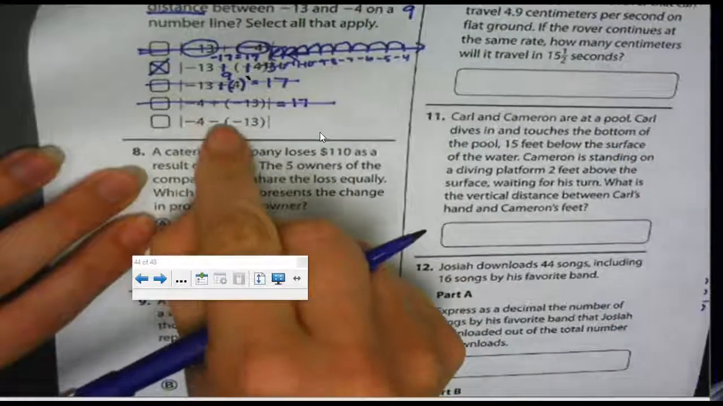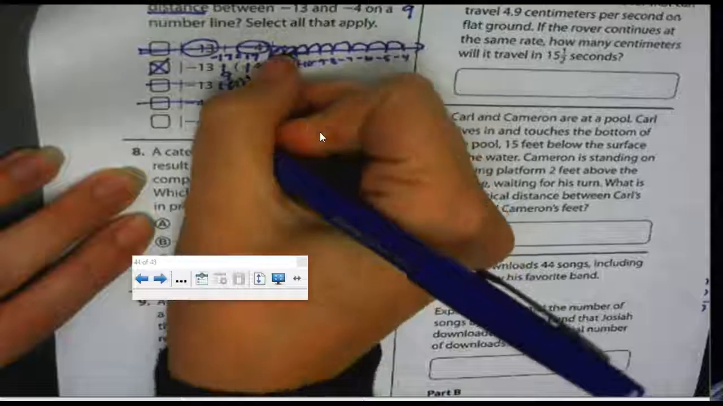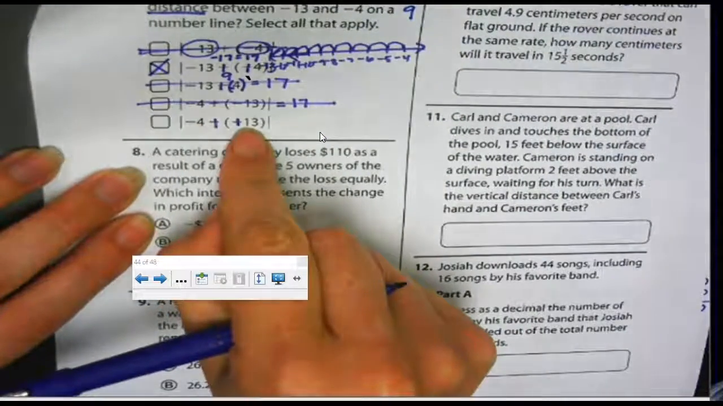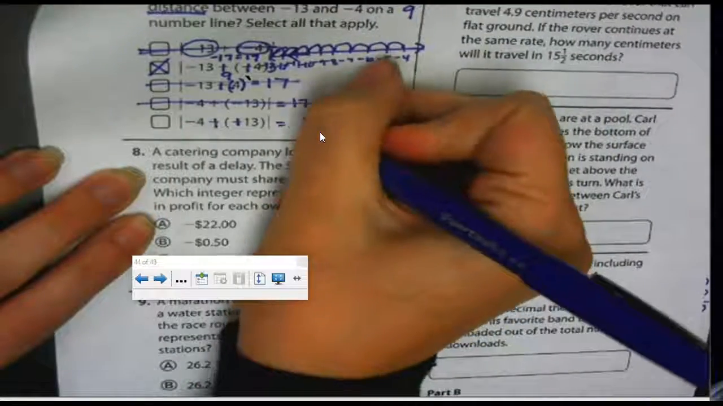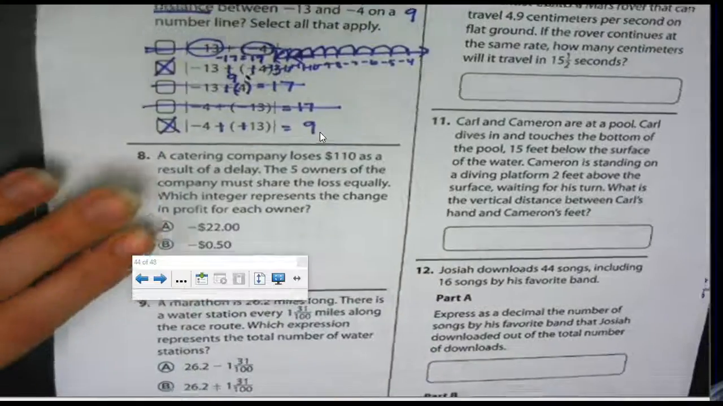And then again, I'm subtracting integers, and I cannot do that, so I'm going to keep, change, change. So I keep the first one, change the second one, and change the third one. Now I have different signs. I have a positive 13 and negative 4, which equals 9. So I would select the second and the fifth option.